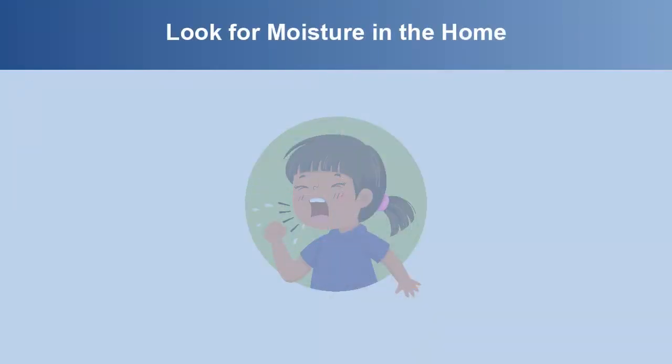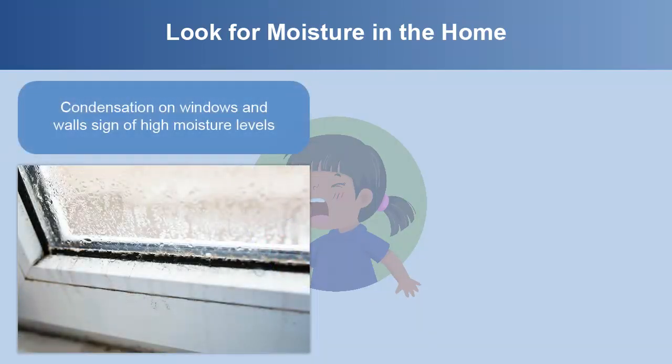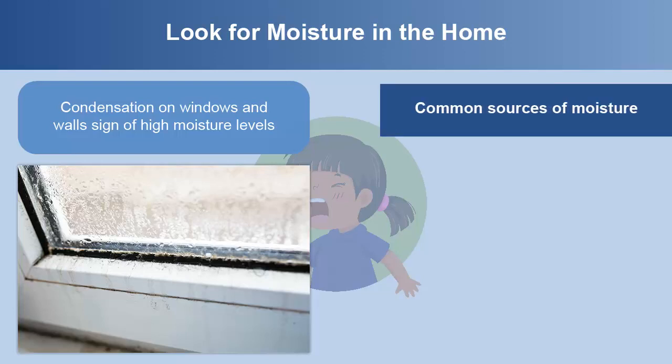It's important to look for moisture in the home because mold needs water in order to grow. Condensation on windows and walls is a sign of high moisture levels. Common sources of moisture in homes include plumbing leaks, such as under the kitchen sink or in a bathroom. If the wallboard is mildly damaged with water, it is best to replace it.